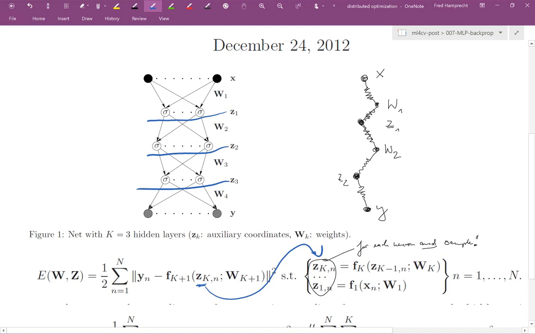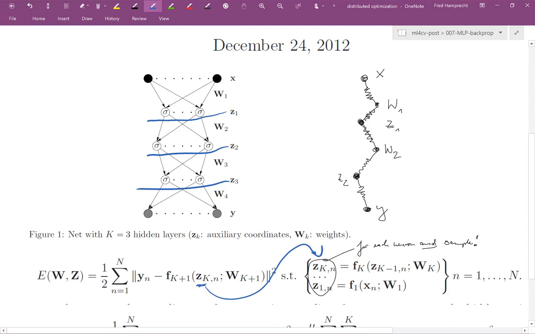And if we enforce these constraints exactly, then I have an optimization problem over W and over Z. But this is equivalent to the original optimization problem, except that I have now many, many more variables. So I've only made my problem more complicated and not gained anything.